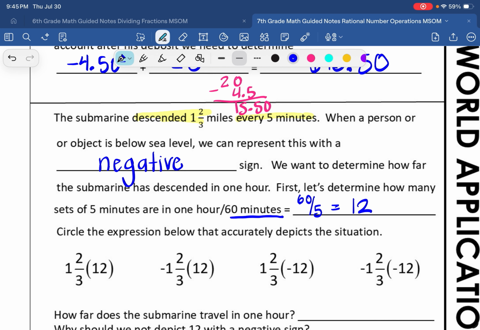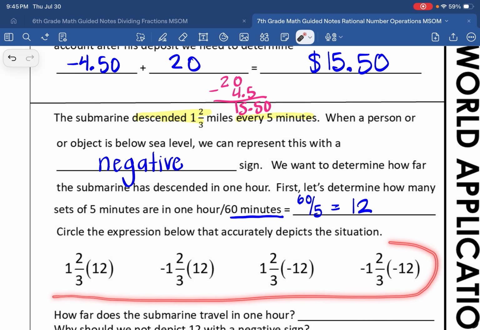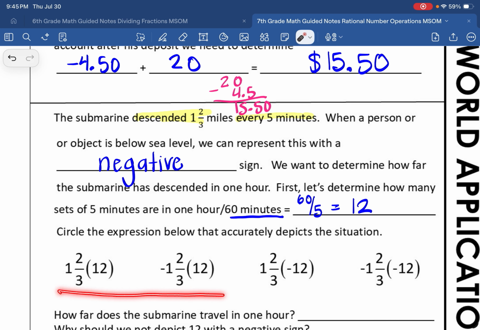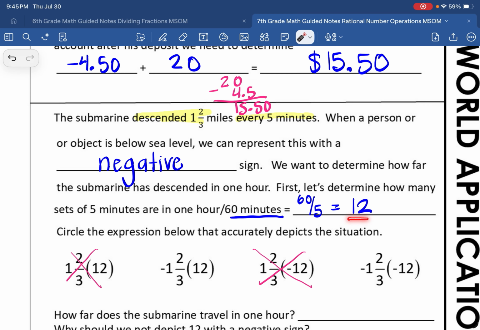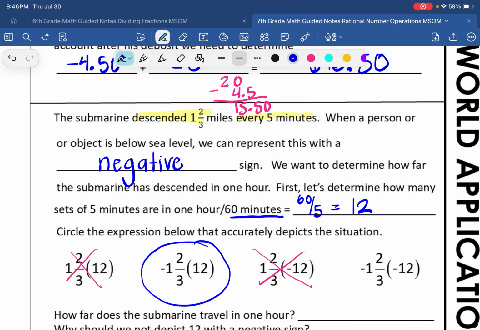So how could I represent this accurately? Which one of these is going to represent the situation? Well, if it is descending 1 2/3 miles, that's going to be a negative. So it needs to be a -1 2/3. That means I can eliminate this one and I can eliminate this one. It's happening 12 times. It's not a -12 times. Time is going to be positive. So my 12 will need to be positive. That means -1 2/3 times 12 will accurately depict the situation.